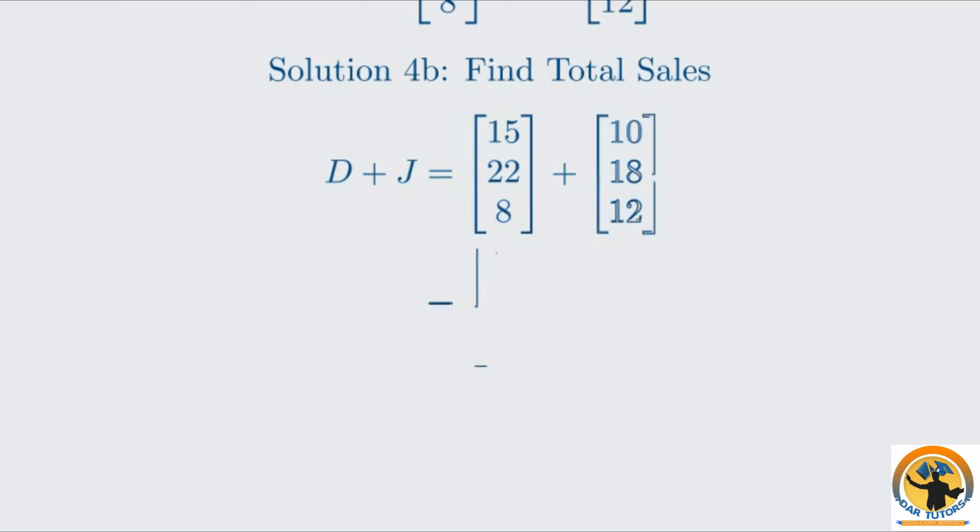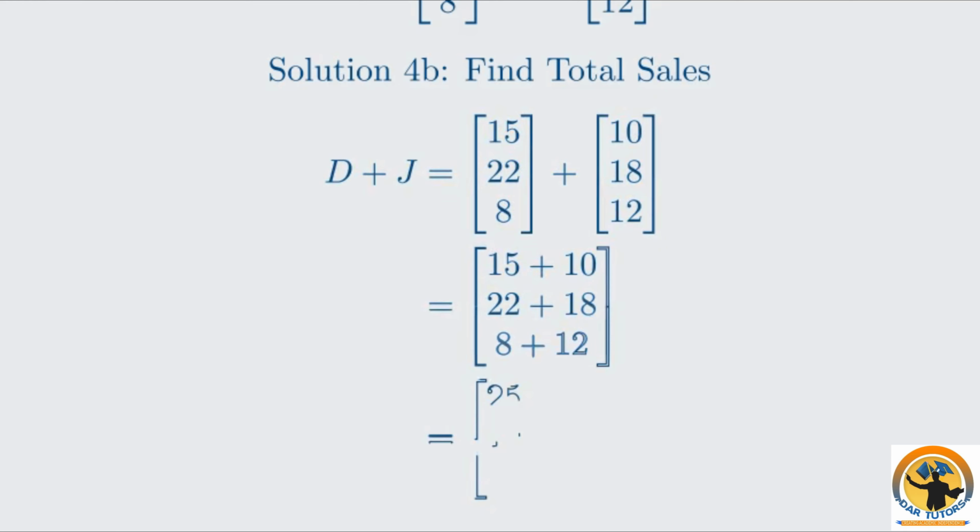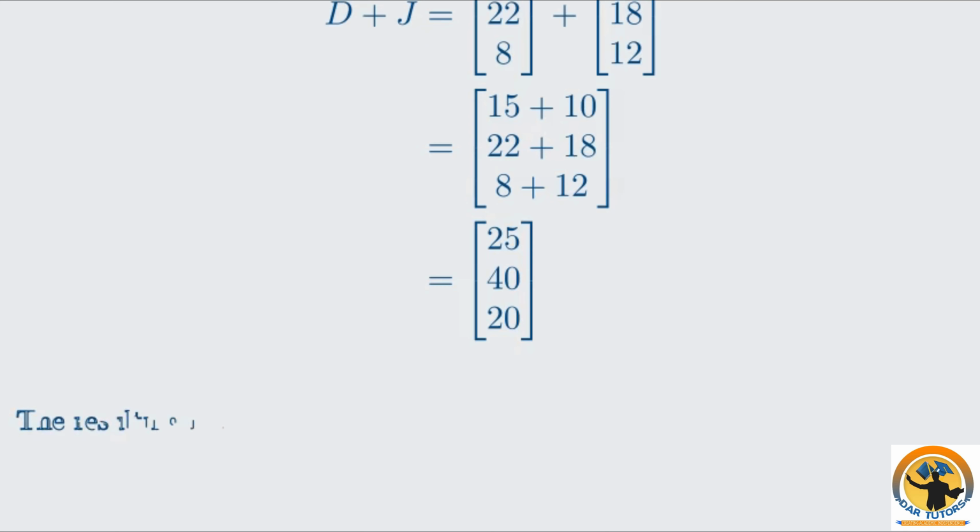We check the order. Both are 3x1, so the addition is defined. We add the corresponding elements. 15 plus 10 is 25, 22 plus 18 is 40, and 8 plus 12 is 20. Now we must explain what the resulting matrix represents. This new 3x1 matrix represents the total number of each type of car sold over both December and January.